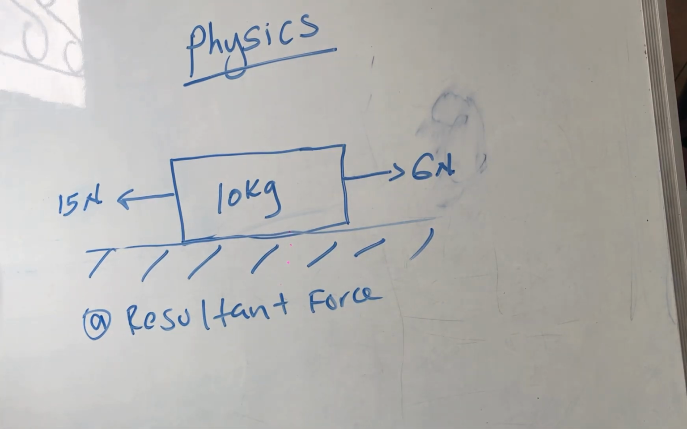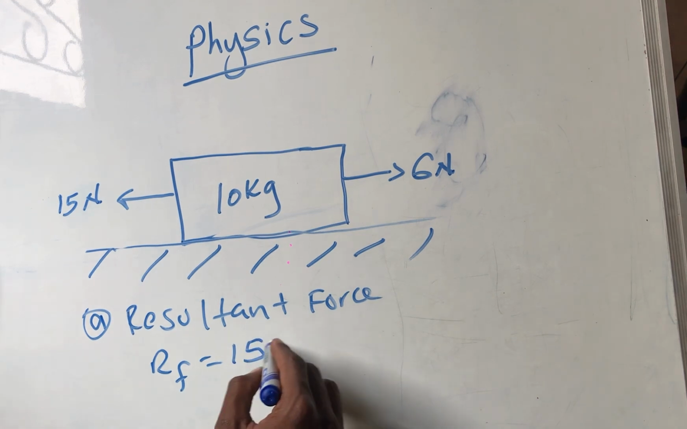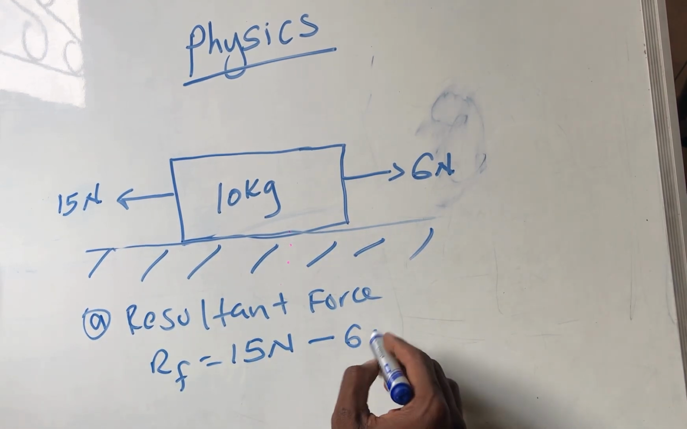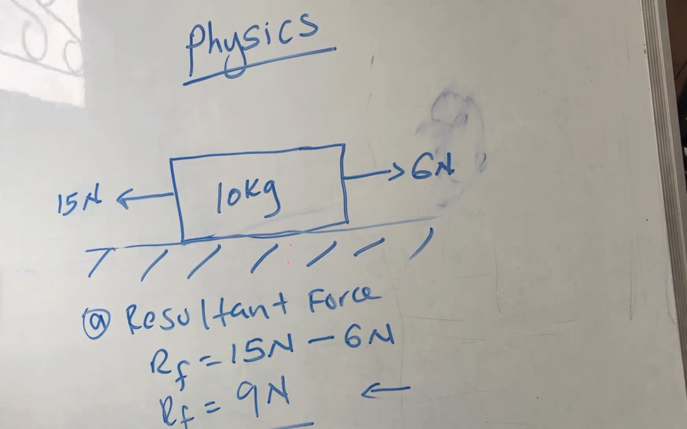Now to find the resultant force, we just subtract the forces that we have. So we are going to say that the resultant force RF will be equal to, which one is the bigger force? 15. So we're saying 15 newtons minus the smaller force, which is 6 newtons. And so the final answer here, when we say 15 minus 6, we are getting 9 newtons. So it means that this body that has a mass of 10 kg will move to the left with a force of 9 newtons.